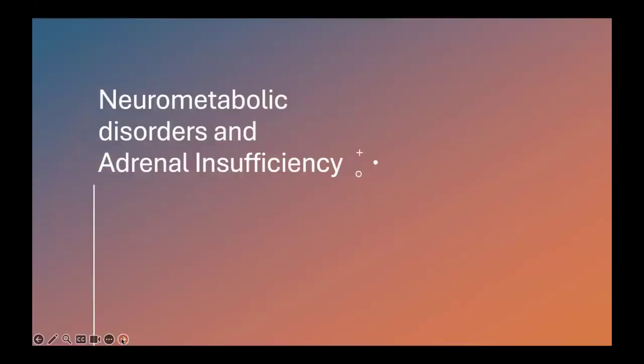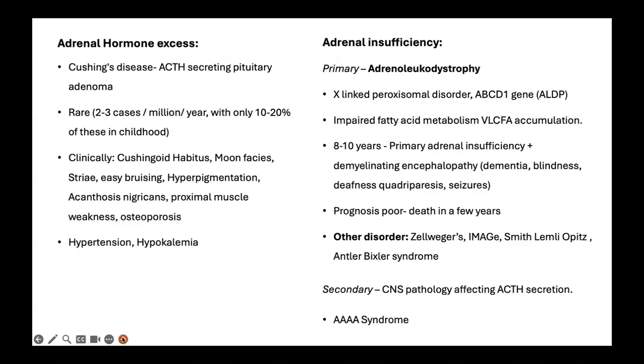Moving on to neurometabolic disorders, which can have adrenal involvement. Very briefly going through adrenal hormone excess, which can occur in ACTH secreting pituitary adenomas. This is a very, very rare scenario, 2 to 3 cases per million per year, with only 10 to 20% of them occurring in childhood.